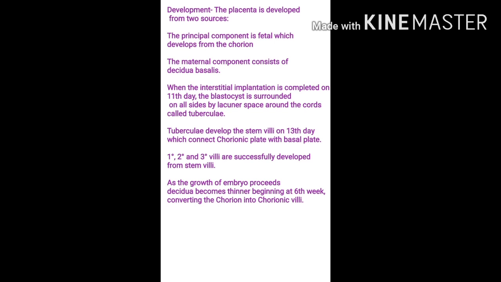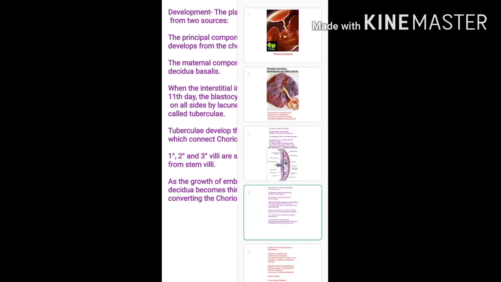As the growth of the embryo proceeds, the decidua becomes thinner. The decidua becomes thin, beginning at the 6th week, converting the chorion. The chorion gets converted into the form of chorionic villi.